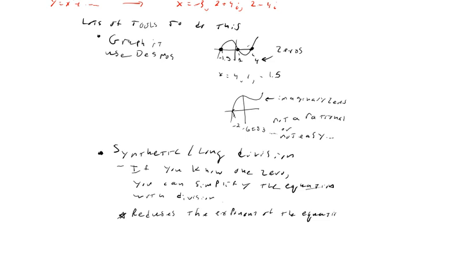An x to the third power would become an x to the second power. Or if you had an x to the fourth power, if you did a division, it would become x to the third power. Then if you did another division, it would become x to the second power. So every time you do a division, every time you do this synthetic or long division, your answer gets one exponent less. And so you break it down, you break it down. It reduces the exponent of the equation.